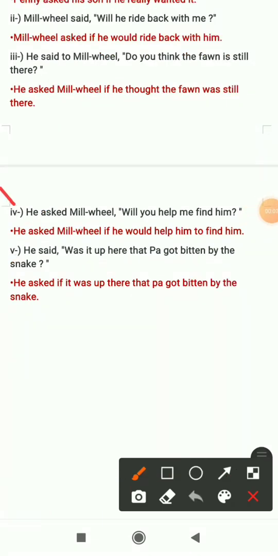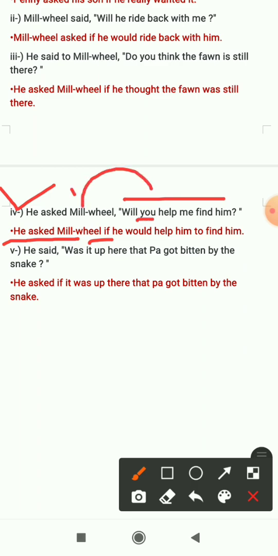Fourth one is he asked Millville, "Will you help me find him?" So again he asked Millville. Here we have joined the reporting verb and reported speech with if. Again you is the second person pronoun, so we have changed it according to the object of the reporting verb, that is Millville. That's why he is given, and will is changed to would in indirect speech, so it will be if he would help him to find him.